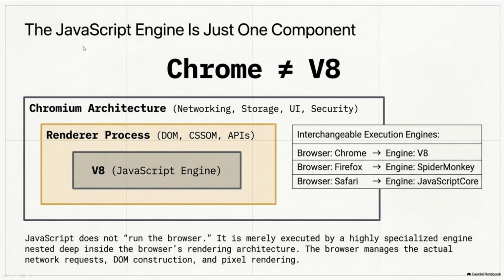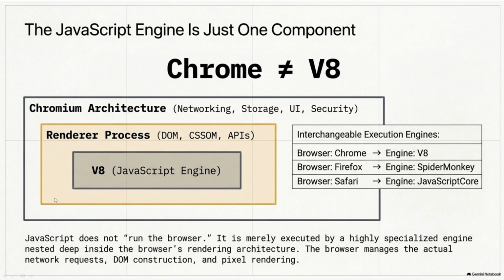Now another concept comes: what is this JavaScript engine? Every renderer process contains a JavaScript engine. What does the JavaScript engine do? It takes the HTML, CSS and JavaScript files and converts them into pixels so that they can be displayed in the browser.